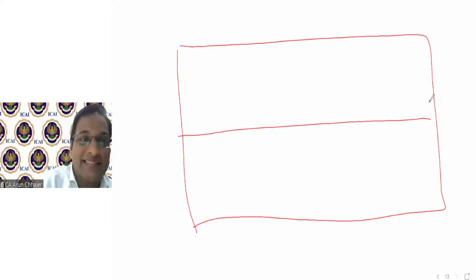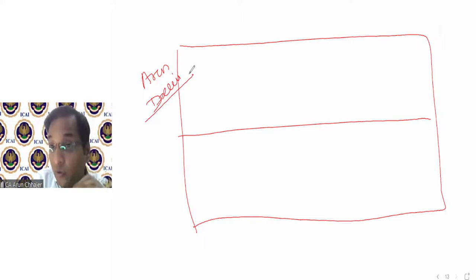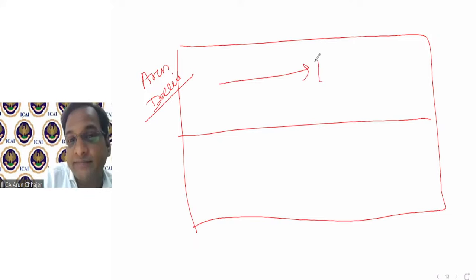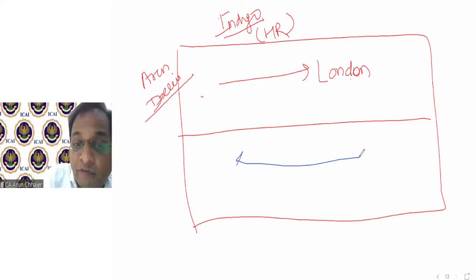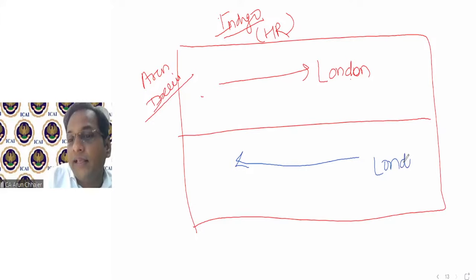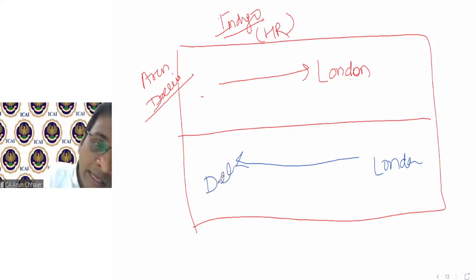Fine. Let's say Arun is from India. Arun is from Delhi. Arun is going from Delhi to London. He has purchased the ticket from Indigo, Gurgaon, Haryana, for going from Delhi to London, perfectly okay. When he is returning from London to Delhi, he has taken the ticket from Indigo.